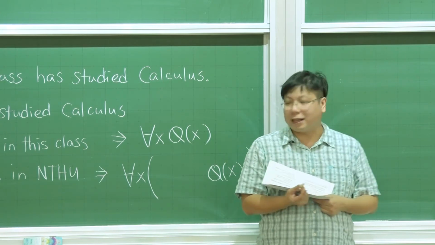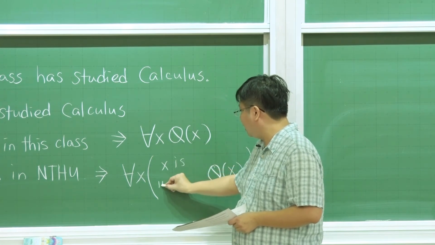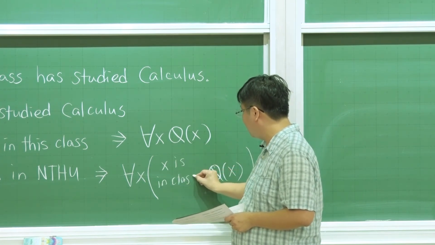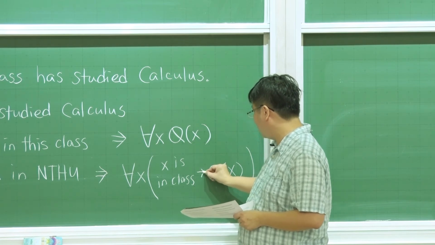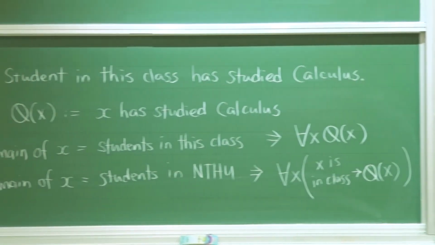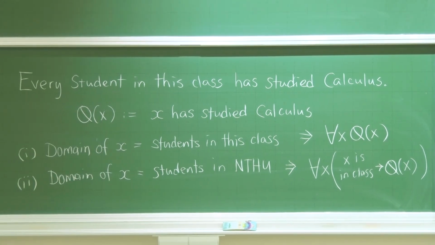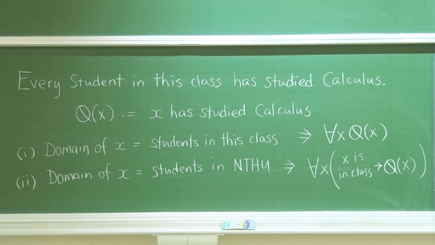So there's an if-then. Here, this is like, x is in our class implies Q(x). Is that okay? So for every x, if x is in our class, he has studied calculus. And if this statement is true for every x that you look at, including the x that is in our class, including the x that is in our school, and they give you all true, then it is true. Otherwise, it is false.